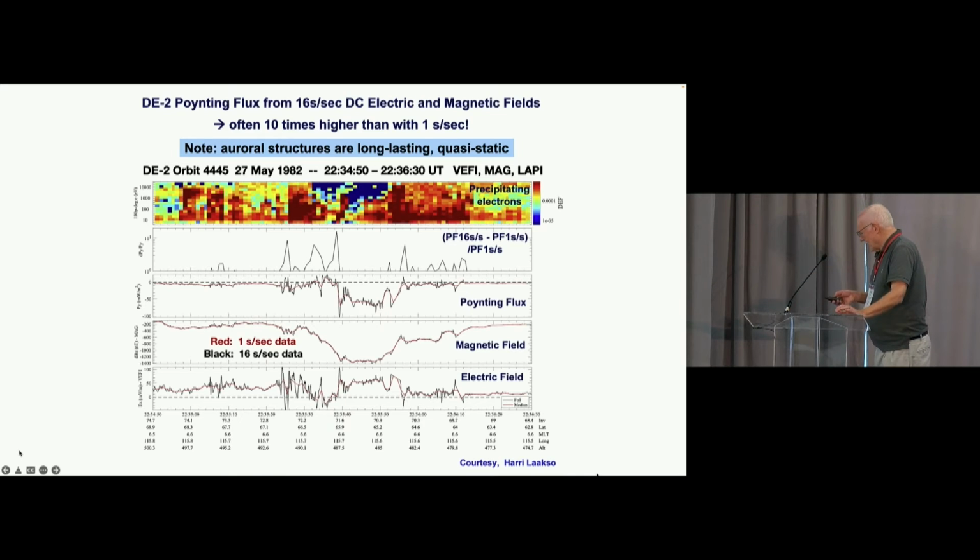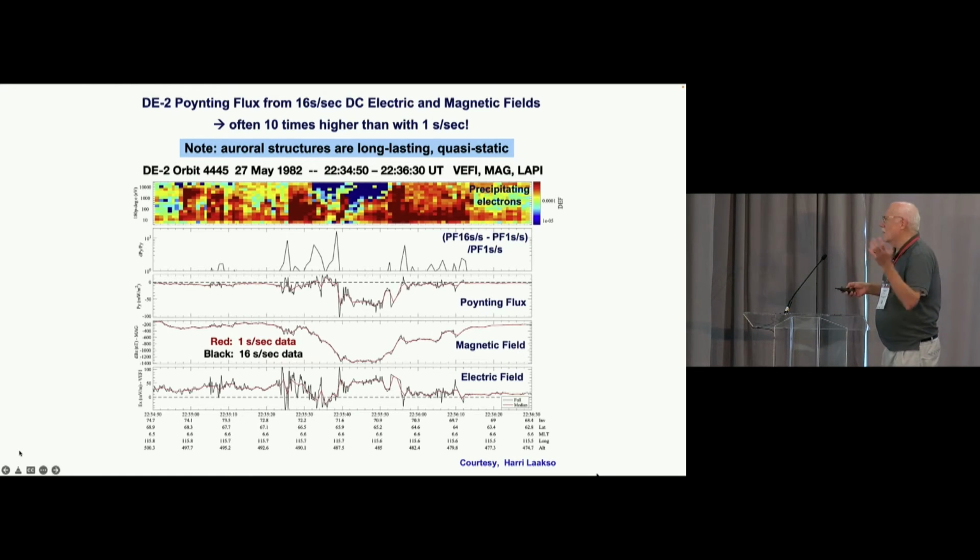And so here we have the electric field data. The red is 1 sample per second, the average. The black shows you what's at 16 samples per second. So you can see how structured it is and quite strong. The same with the magnetic field. So here's the Poynting flux calculated for the two different quantities.